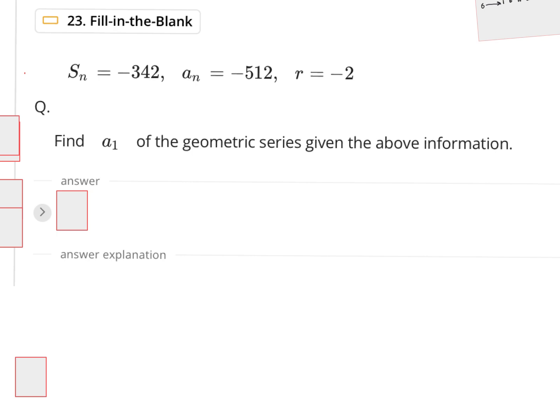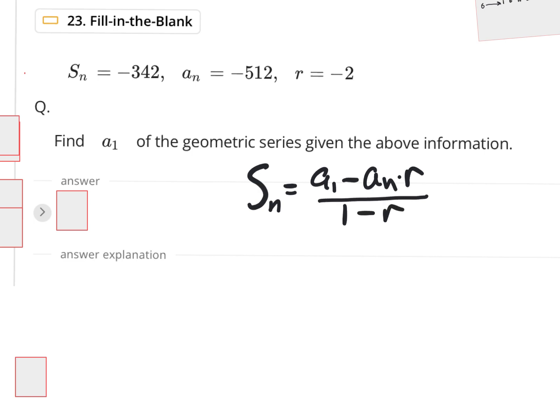So let's begin by writing down the summation for a finite geometric series. Summation formula. S sub n equals a sub 1 minus a sub n times r, all divided by 1 minus r. There are two formulas to use, but the reason why I'm using this one is because they do provide us a sub n. The other one was a sub 1 minus a sub 1 times r to the n power, but we already know that they give us a sub n. That's why I'm using this one.